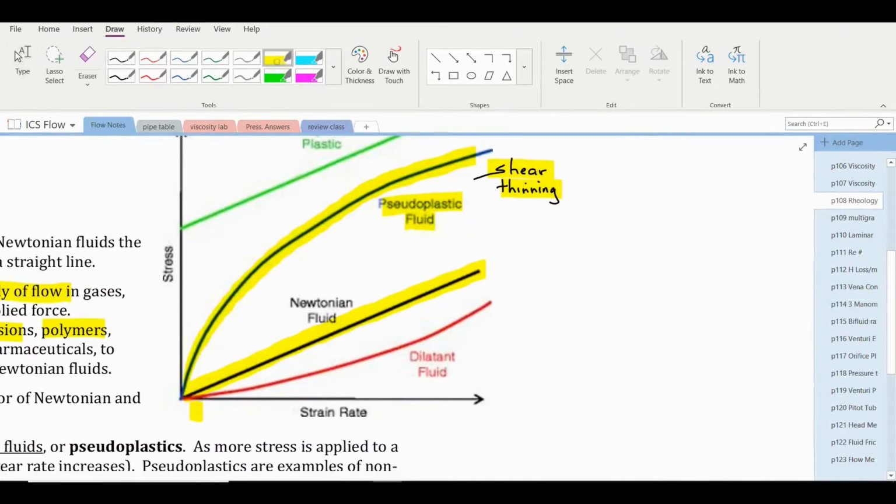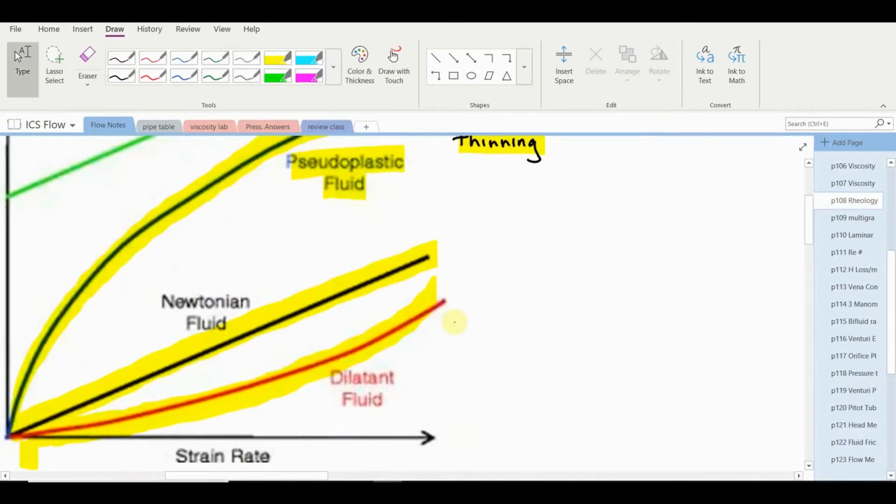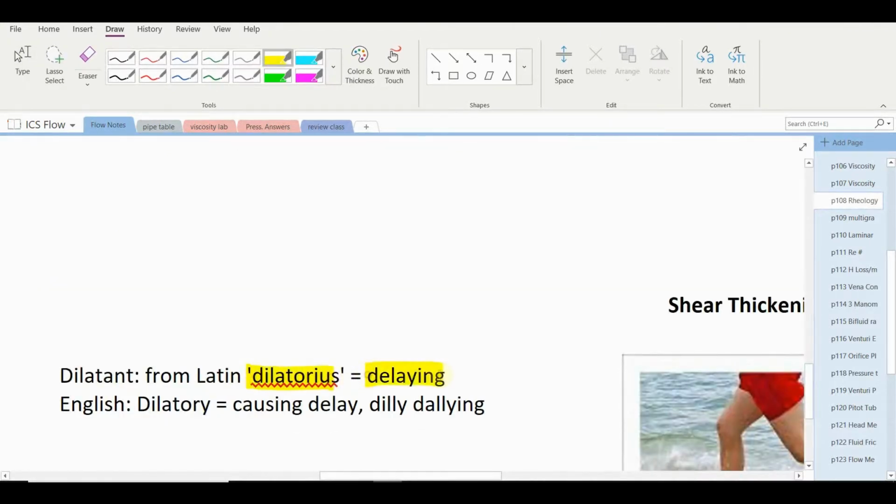Take a look at the red curved line below the Newtonian fluid. What's happening here? Well, under low stress, this fluid shears quite easily. Its strain is large, but as the stress increases, it starts to thicken up or resist shearing. And the term for that is shear thickening. Such fluids are called dilatants. Dilatorius in Latin means delaying, and in English we have words like dilly-dallying, or causing delay. So it's almost as if there's a delayed resistance.